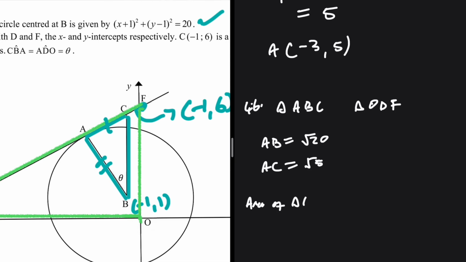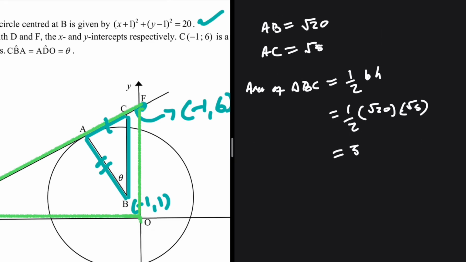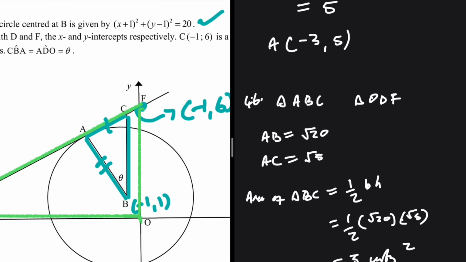of triangle ABC is equal to half base multiplied by height, which will be half. The base is square root of 20. The order does not really matter because multiplication is commutative. The height is square root of 5. This is 5 units squared. So that is the area of triangle ABC.